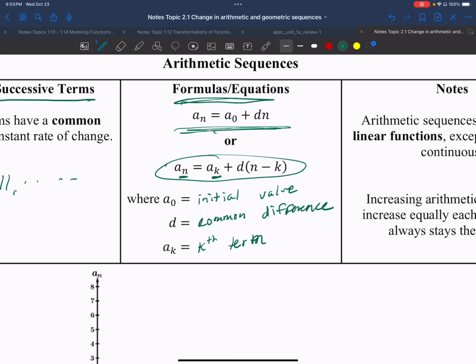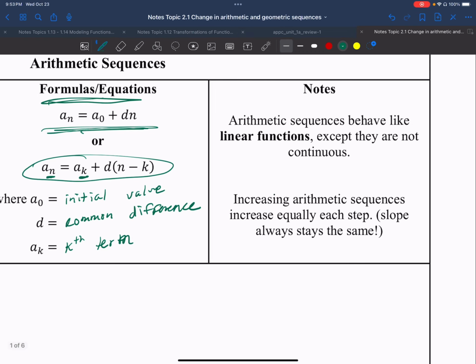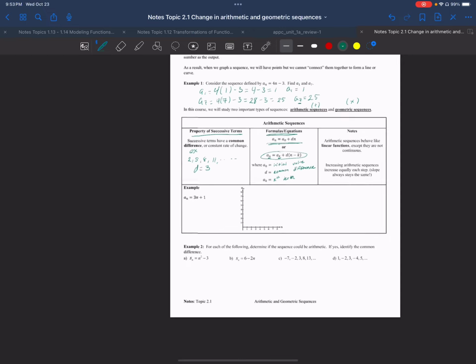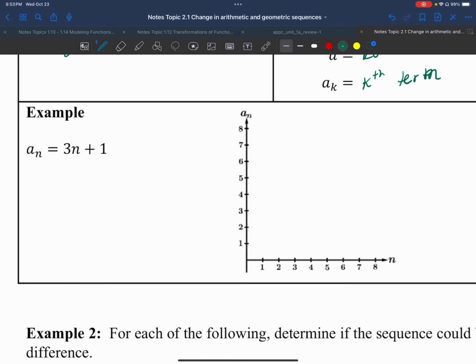A few notes. Arithmetic sequences behave like a linear function, except they are not continuous. Like I said, we can only input whole numbers in, so that's why the points are isolated or separated from each other. Increasing arithmetic sequences increase equally on each step, or you can think of it as the slope always stays the same. Let's look at the first example.